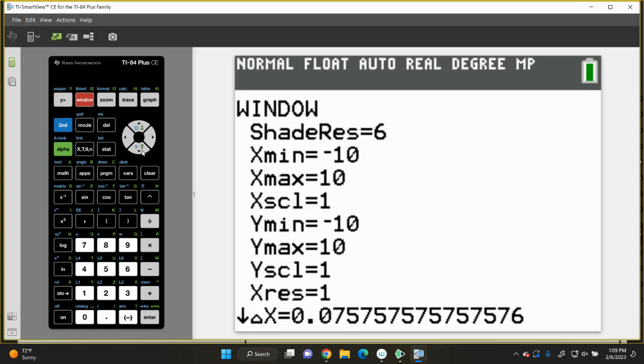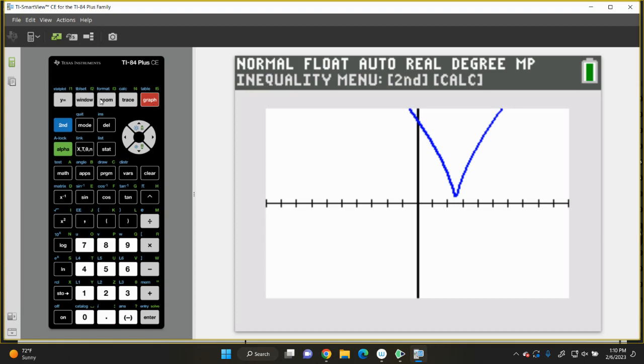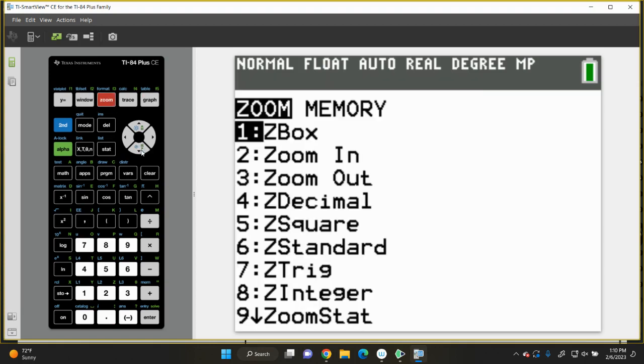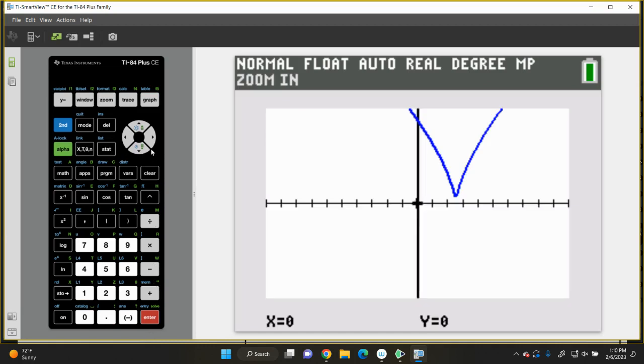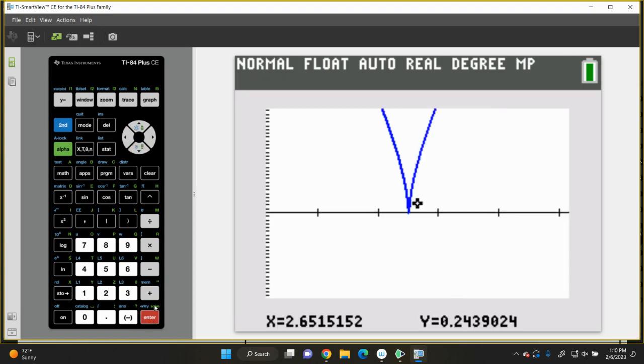Possibly if we change the scalar, let's do 0.1. Nope. Yeah, if we zoom in, I bet we can see it. Because the way it looks is just like it has a really small slope. There you go. Yeah, it's really small slope. Okay, so you can see it.